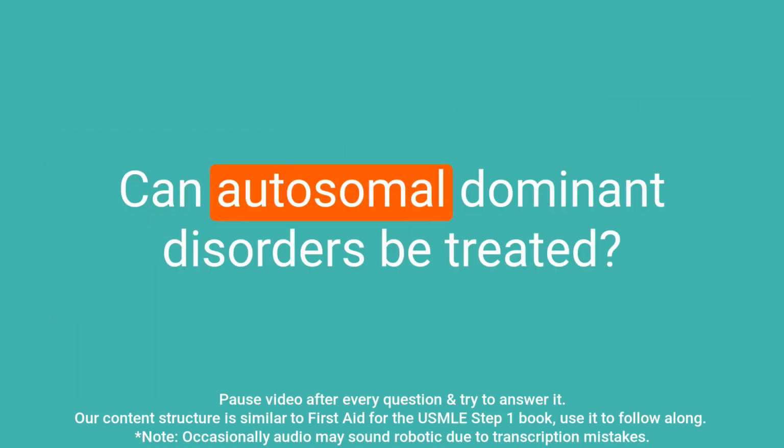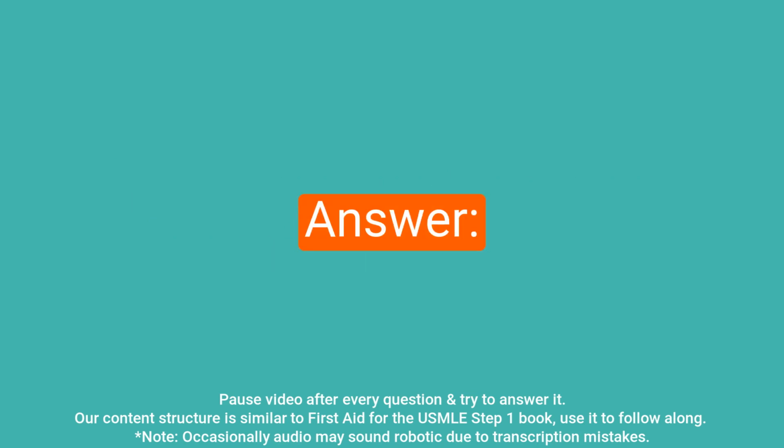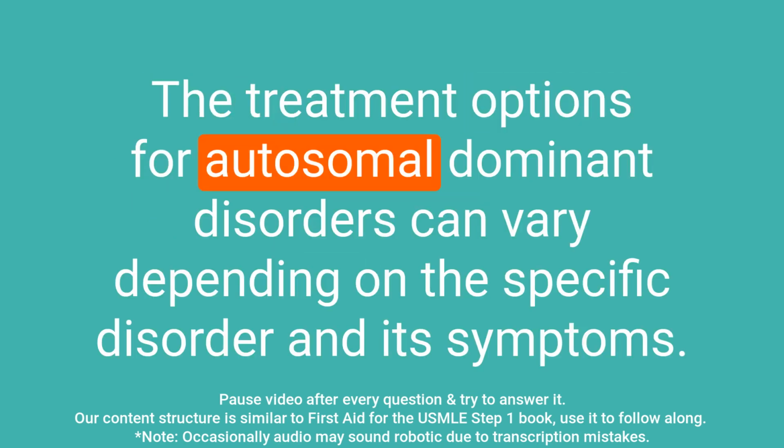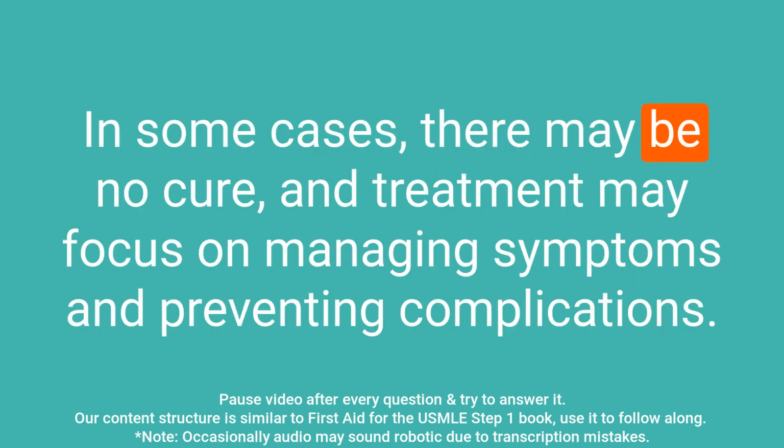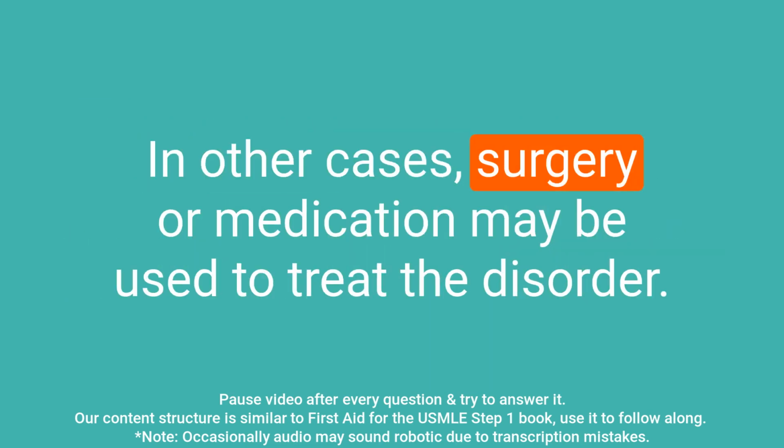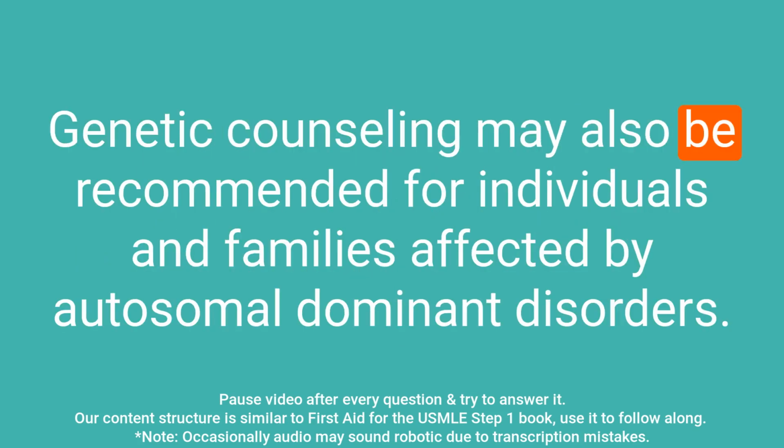Question: Can autosomal dominant disorders be treated? Answer: The treatment options for autosomal dominant disorders can vary depending on the specific disorder and its symptoms. In some cases, there may be no cure, and treatment may focus on managing symptoms and preventing complications. In other cases, surgery or medication may be used to treat the disorder. Genetic counseling may also be recommended for individuals and families affected by autosomal dominant disorders.